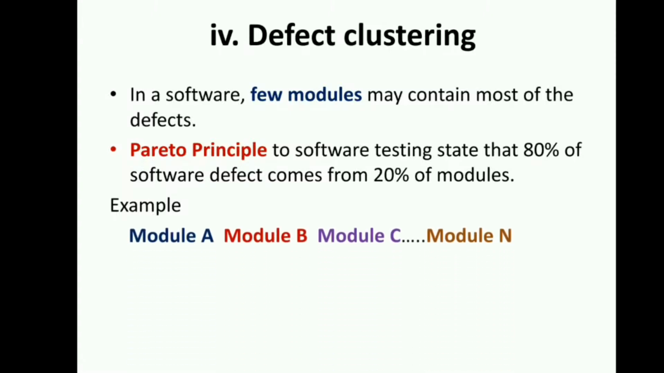For a clear understanding, say we have modules A, B, C up to module N, with defect counts 2, 5, 14 and 3. So module C holds most of the defects. If you take modules B and C together, this 20% of the modules are giving 80% of the defects. That is what it means. This is called defect clustering, and this principle is based on Pareto's principle.